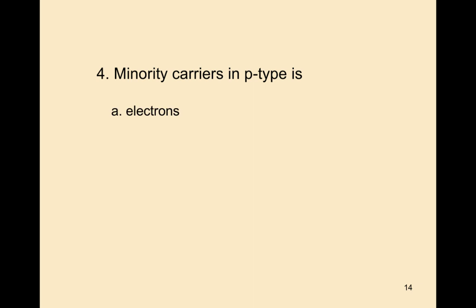Fourth question: minority carriers in p-type are electrons or holes. The correct answer is electrons. A is the correct answer. Electrons are the minority carriers in p-type semiconductor.